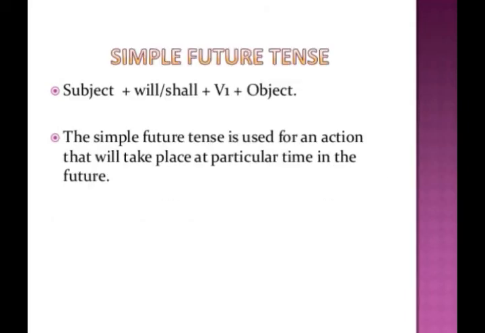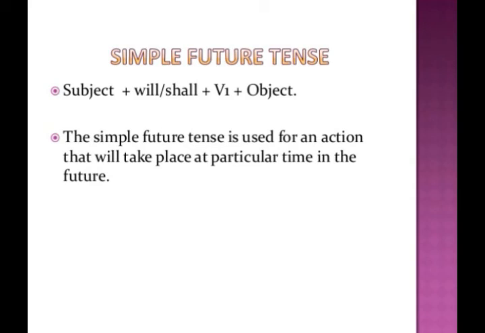Okay, the next one is future tense, and the formula to make the sentence of simple future tense is subject plus will or shall plus first form of verb plus object.